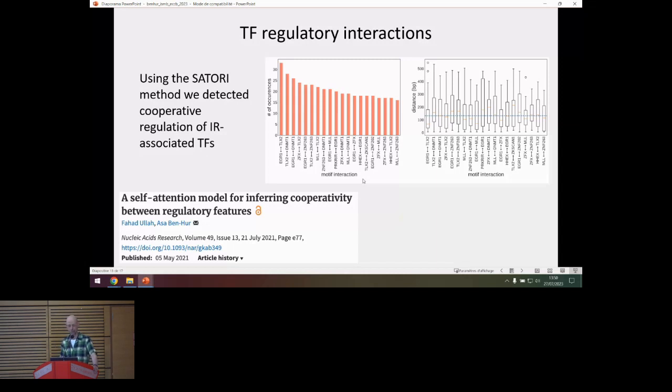We had a really nice idea how to use self-attention to predict cooperativity between transcription factors, and we applied it here and got plenty of predictions for that, some of which also panned out from ChIP-seq data.